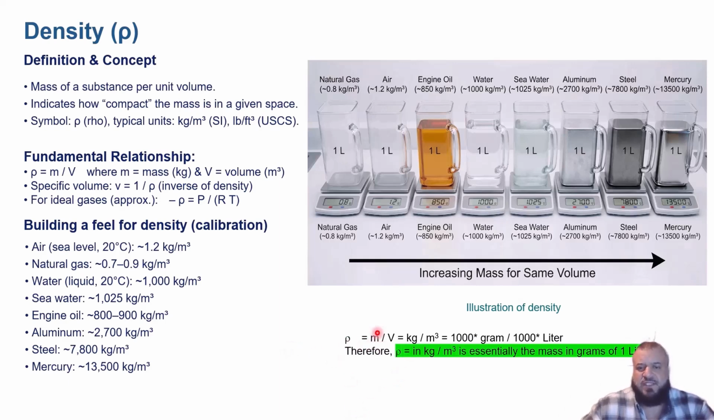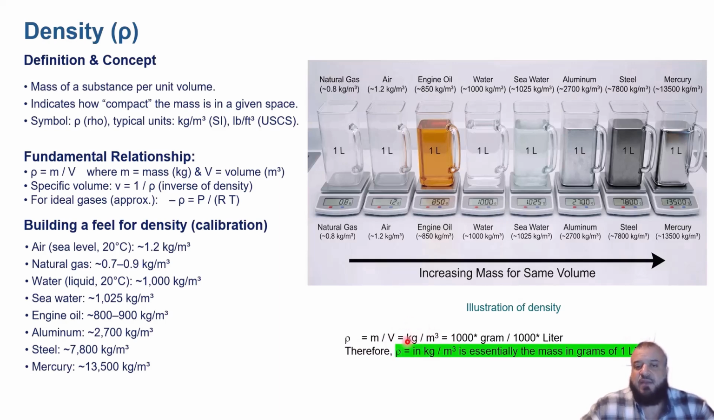Here's density rho. It's m over v, right? Mass per unit volume. Now, let's use SI units. You'll know why in a second. Put mass in kilogram and volume in meter cubed. And that will be the density in kilogram per meter cubed, a very famous unit to express density.